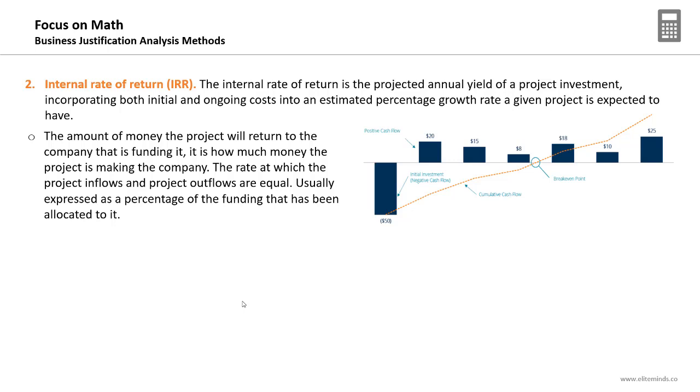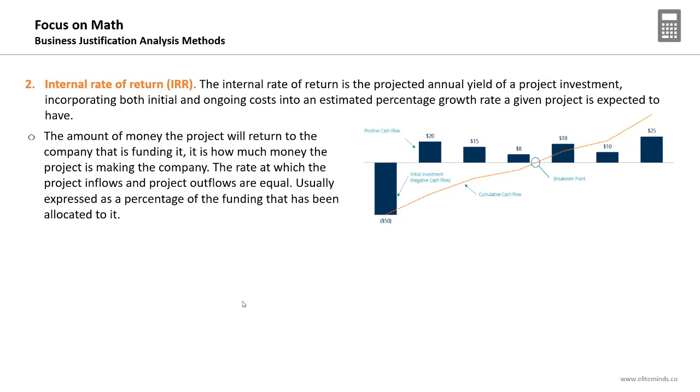The rate at which the project inflows and project outflows are equal. This is another important definition of the internal rate of return. It is the rate at which the project inflows and project outflows are equal. The internal rate of return is usually expressed as a percentage of the funding that has been allocated to it. The internal rate of return is the most popular method.